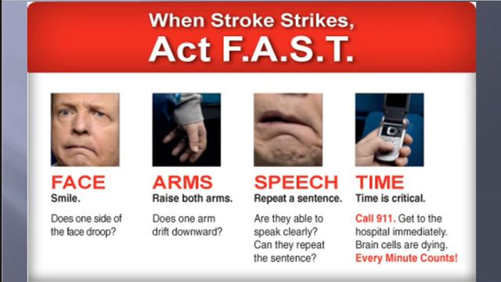Ask them to raise both arms. If they can't raise one, if they can't get just one side, that's a sign right there. Speech, so we have F-A-S-T, speech. If you ask them to repeat a sentence and it comes out very difficultly for them, and they can't say it. And then, of course, time, go ahead and call 911.